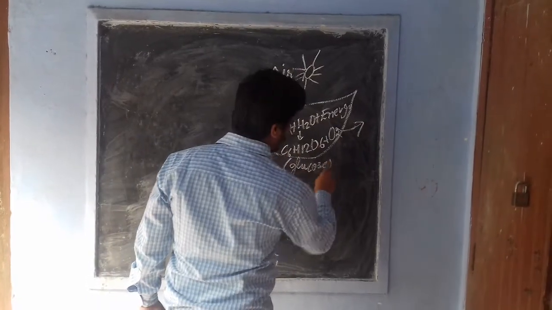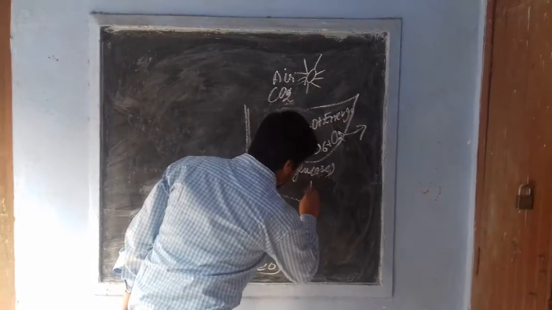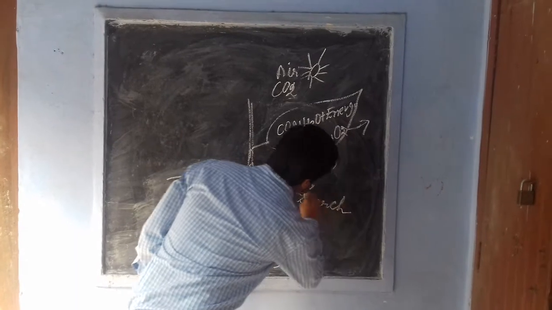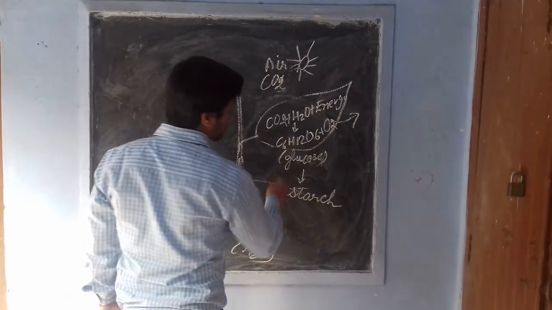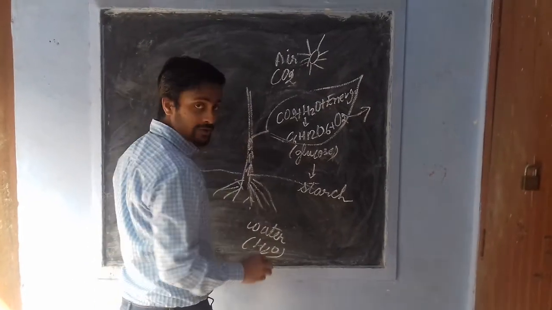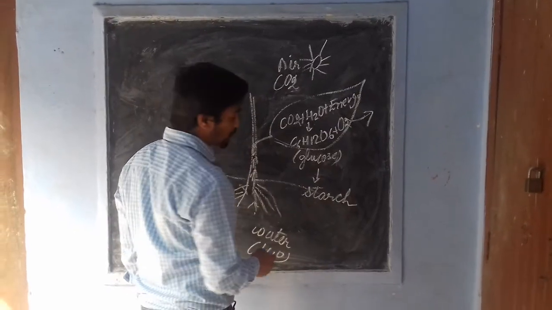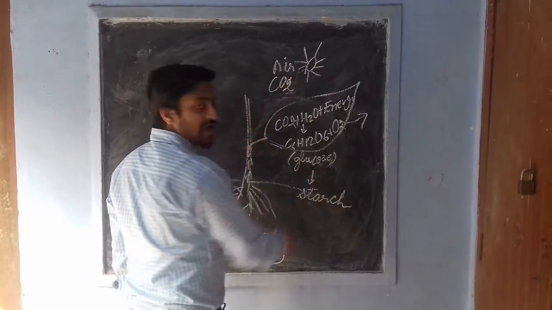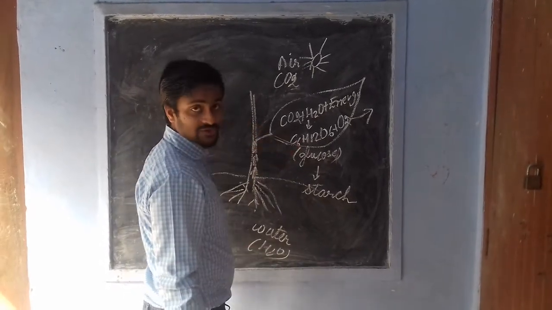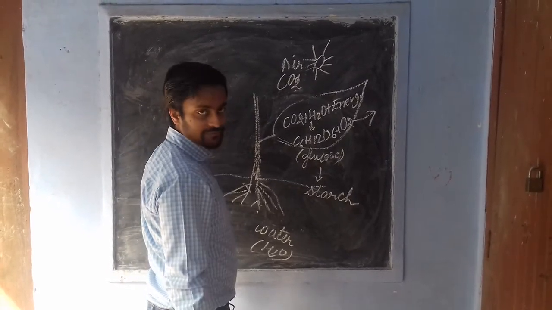Now, when this glucose is in excess, it is stored in the plants as starch. This starch is stored in different parts of the leaf as extra food, and when the plants are not making glucose, or when there is a lack of glucose, this starch is converted into glucose and utilized by the plants. The process of photosynthesis takes place with the help of chlorophyll.